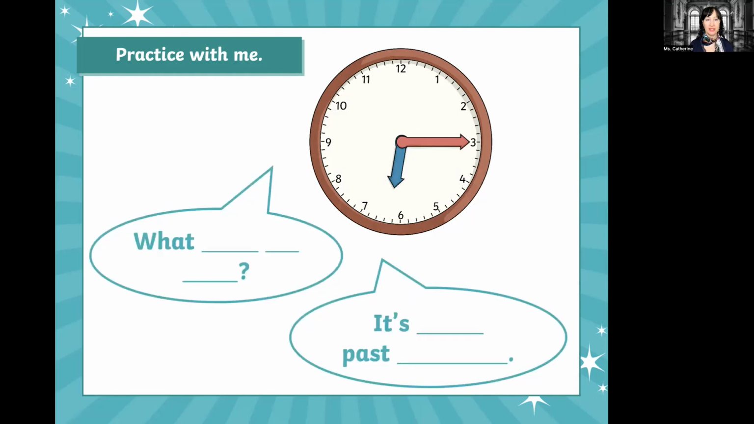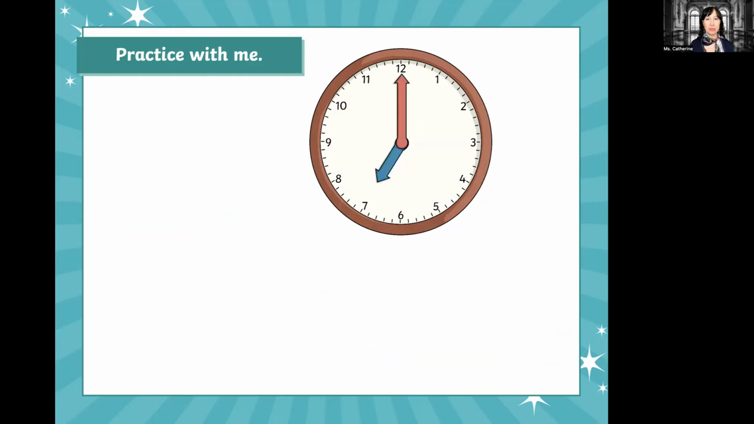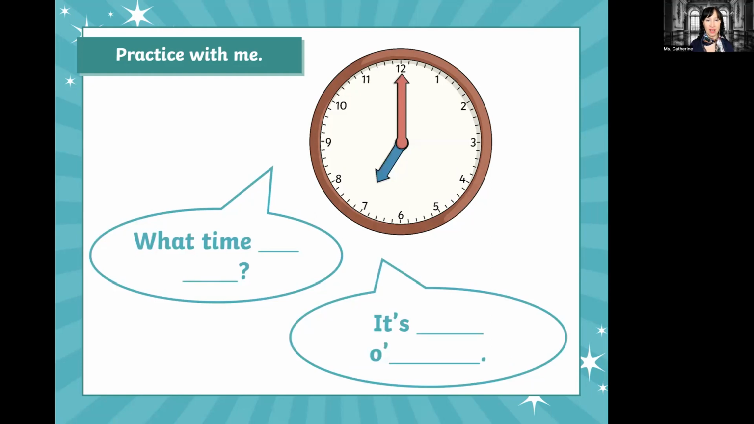Practice with me. What time is it? Good job. Look at the shorthand and the longhand. It's 6:15. Good job. 6:15, all right? It's 15 minutes past the hour of 6 o'clock, okay? Practice with me. What time is it? It's 7 o'clock. Good job.